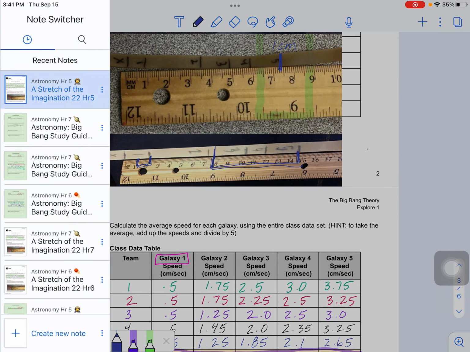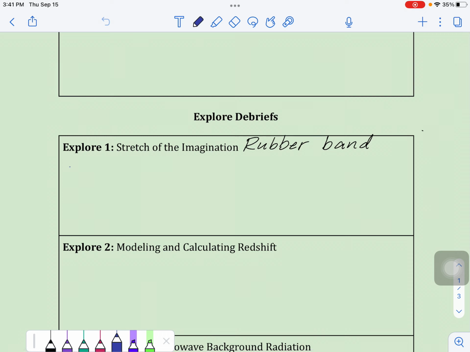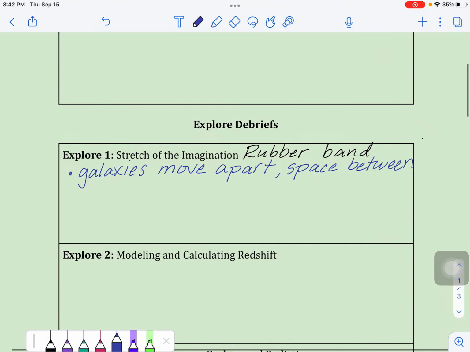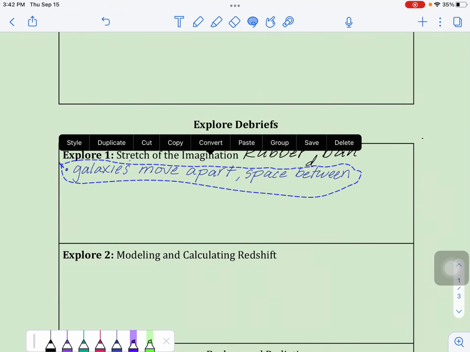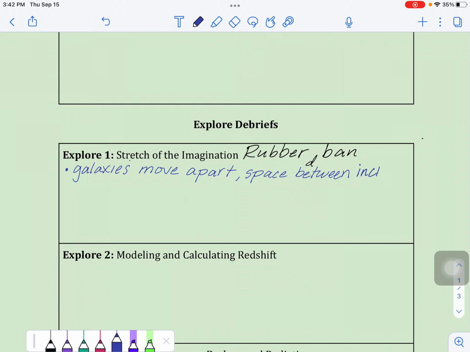So as we think about our green study guide, that's one big piece of information we wanted to be able to recognize after this activity, that our evidence is in fact looking at these galaxies. And over time, those galaxies are moving apart or away from each other. The space between them is increasing. So our first big idea from the rubber band activity is recognizing that with the stretching of our universe, the galaxy space in between all of them is increasing.